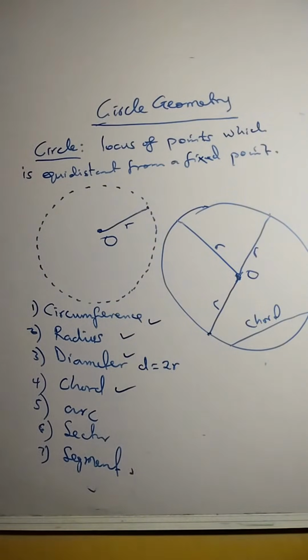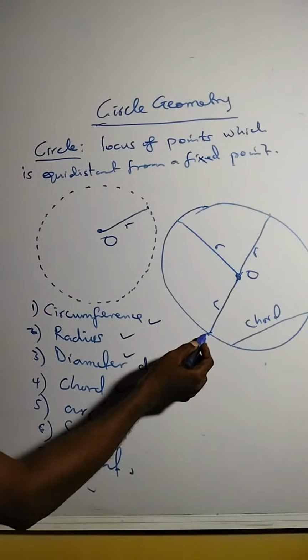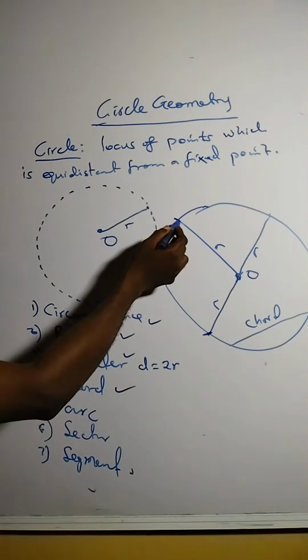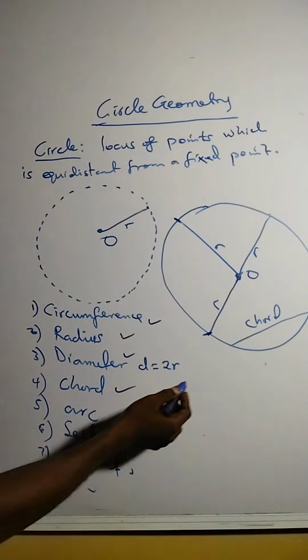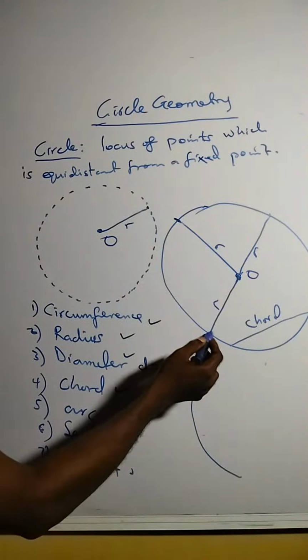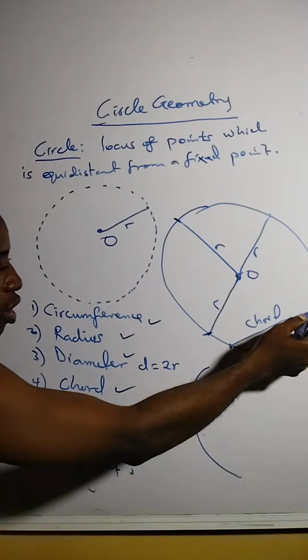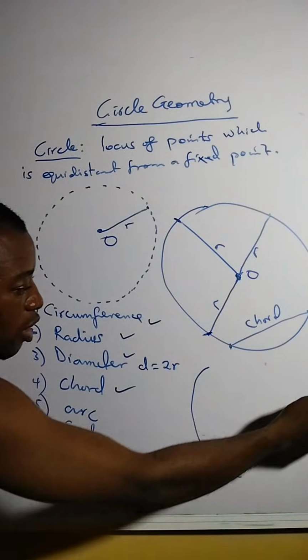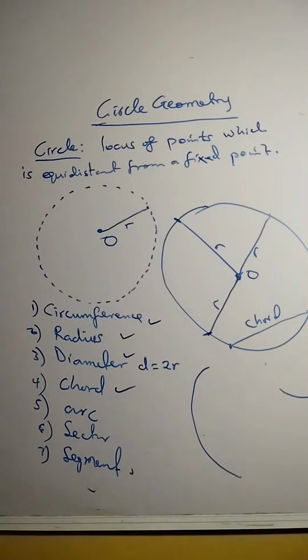And we also have an arc. An arc is any part of the circumference. When we cut out any part of the circumference, we can cut any one. If you cut from here to here, you cut it out, which looks something like this. Or you cut from here to here, cut it out. It's also looking something like this. That's an arc. A part of the circumference is called an arc.